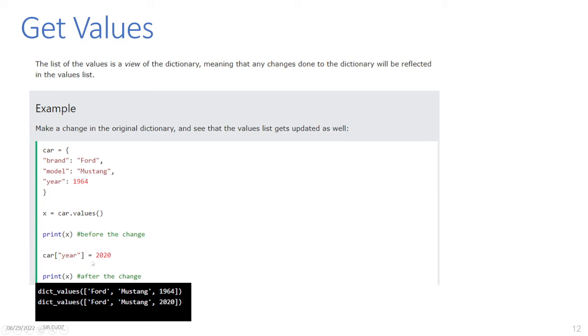Now we try to change the year, car year, to 2020. If you print X, even without updating this, it is automatically updated. So that means they're referring to the same address. So for the values, we have Ford, Mustang. So that's the first output for print X. And the next print X will print Ford, Mustang, and then 2020.